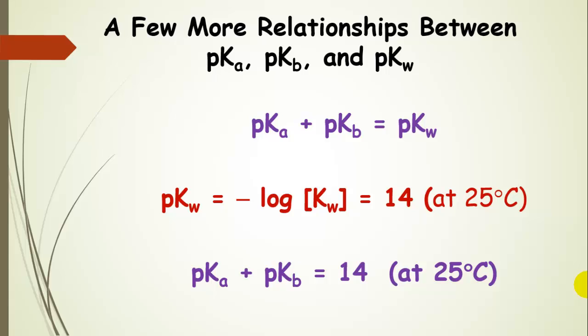Now, here are a few more relationships. So it's kind of interesting. If we take pKa plus pKb, then we can get pKw. So again, at 25 degrees C, pKw is equal to 14. So pKa plus pKb is equal to 14. That's also very handy in interconverting.